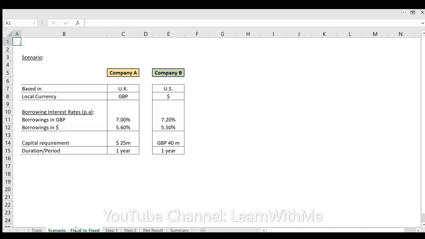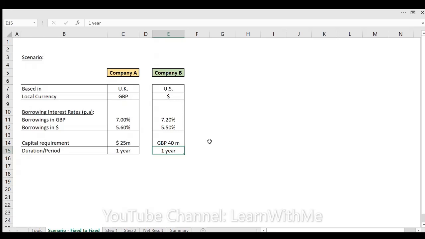On the other hand, Company B wishes to expand its operations in the UK, for which it is going to need an amount of £40 million for a duration of 1 year. We have the borrowing interest rates for each company in both the currencies, in GBP as well as dollars.